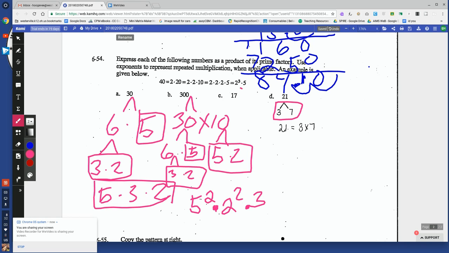And the last one, 17, guess what? I will just box that up because it is a prime number, so there's no factors of 17.